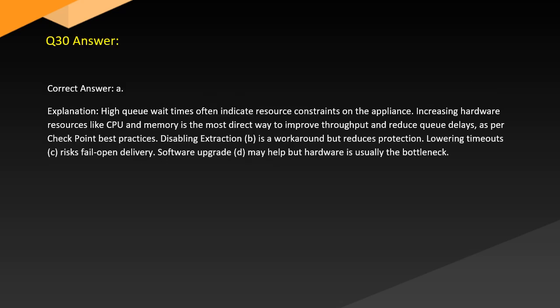Answer. Correct answer: A. Explanation: High queue wait times often indicate resource constraints on the appliance. Increasing hardware resources like CPU and memory is the most direct way to improve throughput and reduce queue delays, as per Check Point best practices. Disabling extraction, B, is a workaround but reduces protection. Lowering timeouts, C, risks fail-open delivery. Software upgrade, D, may help, but hardware is usually the bottleneck.